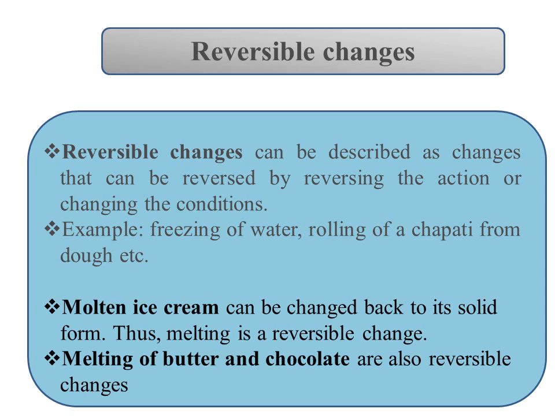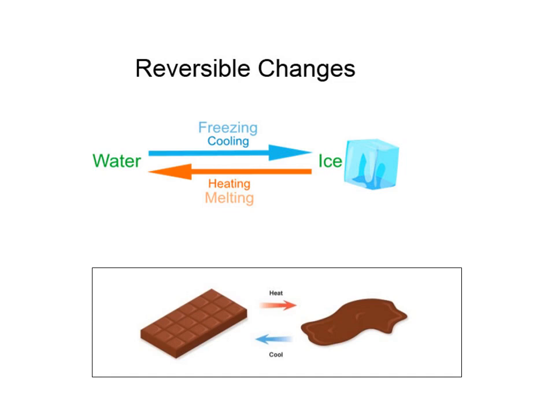Here I have given two examples. Melted ice cream can be changed back to its solid form, thus melting is a reversible change, and melting of butter and chocolates are also reversible changes. Here you can see the same thing that I have told: water can be changed into ice when it undergoes a freezing or cooling process, and that ice can be turned into water droplets, or liquid form, by a heating or melting process. For such reason, freezing and melting are called reversible changes.